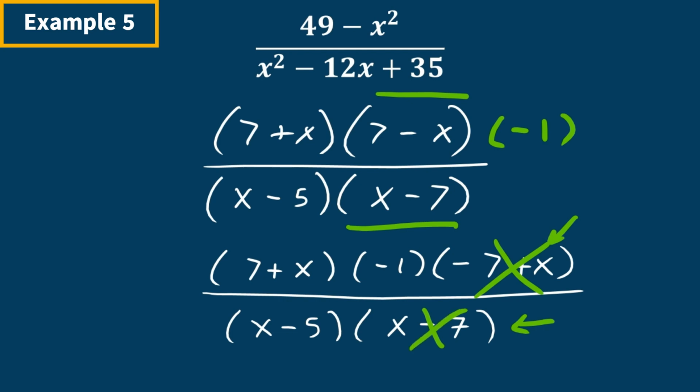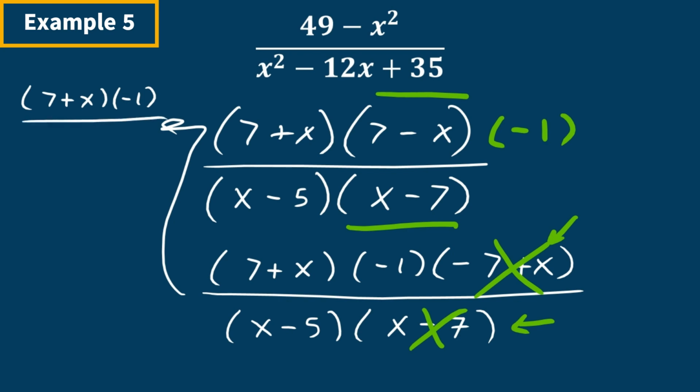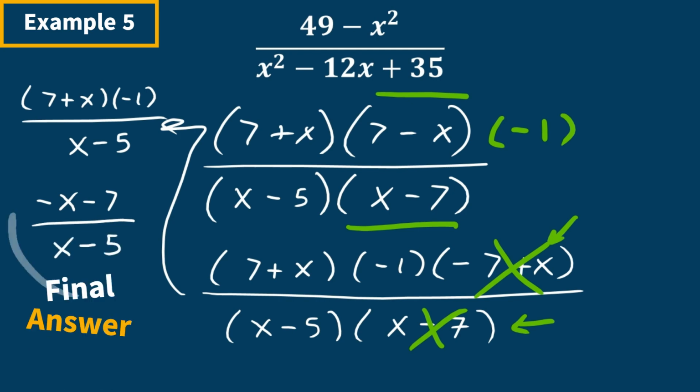All we have to do is write down what's left over. I'm going to bring this up this way. What we'll have is 7 plus x times negative 1, right, because we factored that out and nothing canceled with it, over x minus 5. All we have to do now is distribute that negative 1, and what we'll have is negative x minus 7 over x minus 5. And that's going to be our final answer.